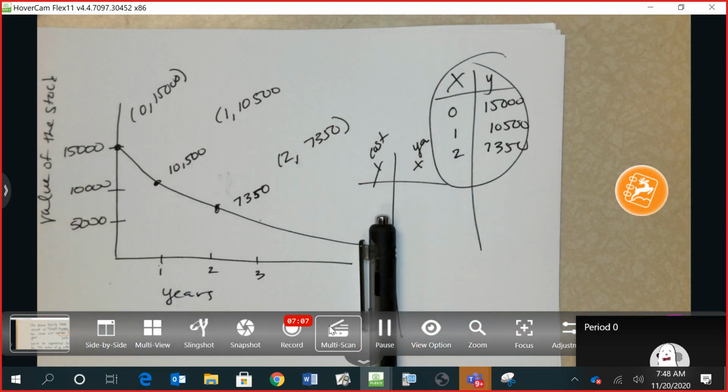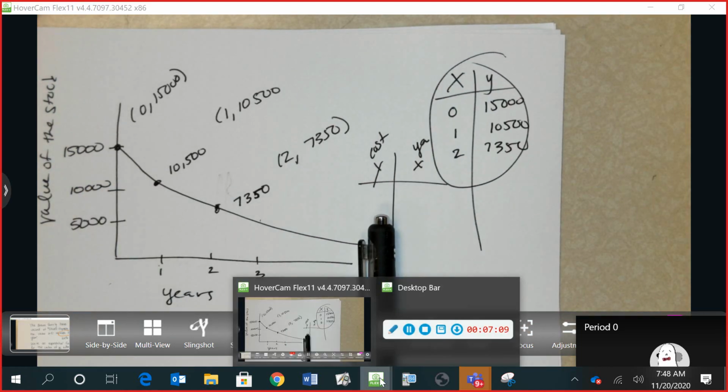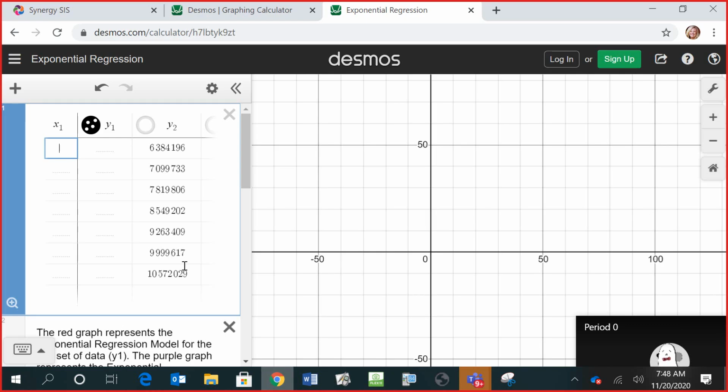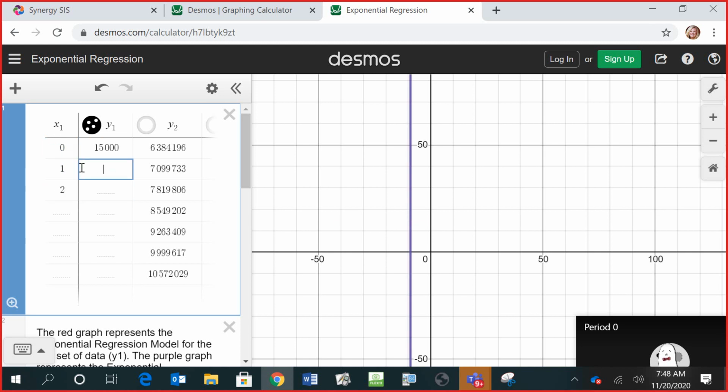This is what I'm going to plug in, and I'm going to use this regression model to plot the points. Not only plot them, and then it'll take like the average of those points to come up with an equation. So 0, 1, and 2, and 15,000, 10,500, and 7350. Okay, so I only want this.